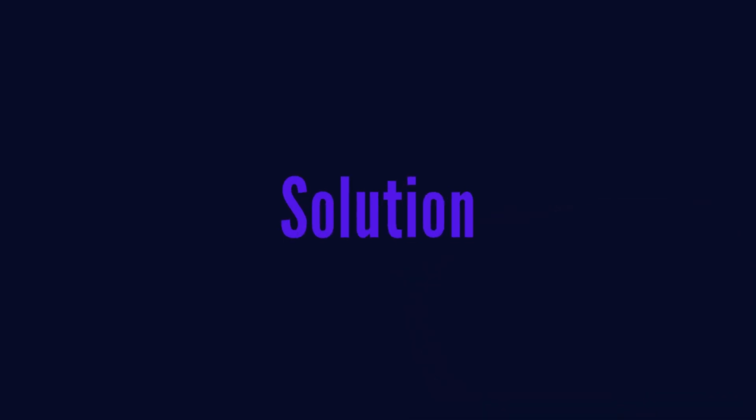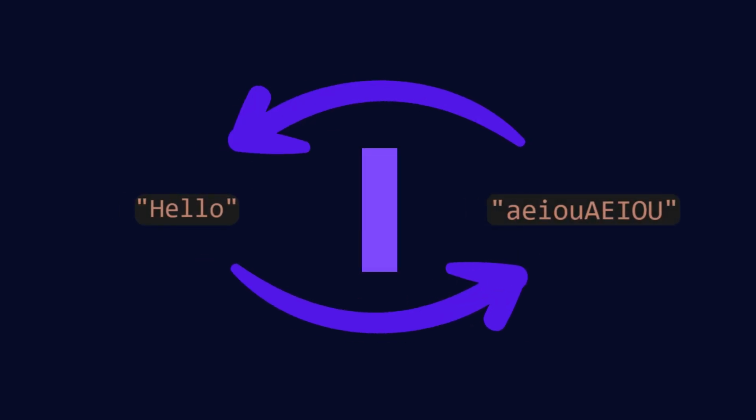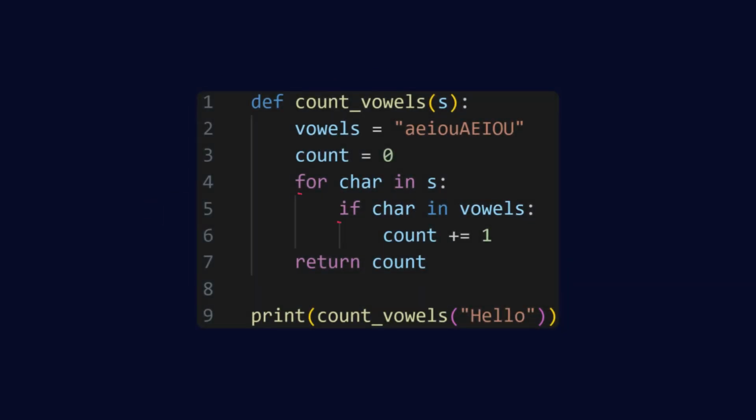Let's dive into the solution. In this challenge, we'll need to loop through each character in the string, check if it's a vowel, and keep a count of how many vowels we encounter. Let's start with a straightforward solution using a for loop and an if statement. We'll keep a list or string of vowels to compare each character against.